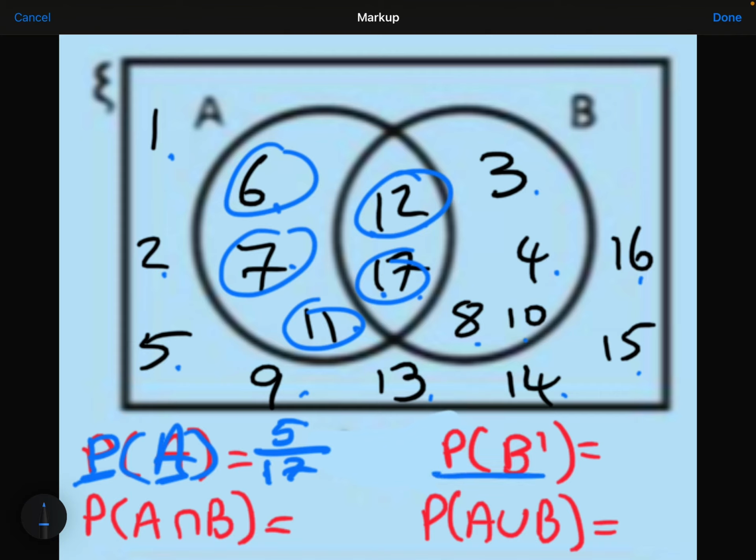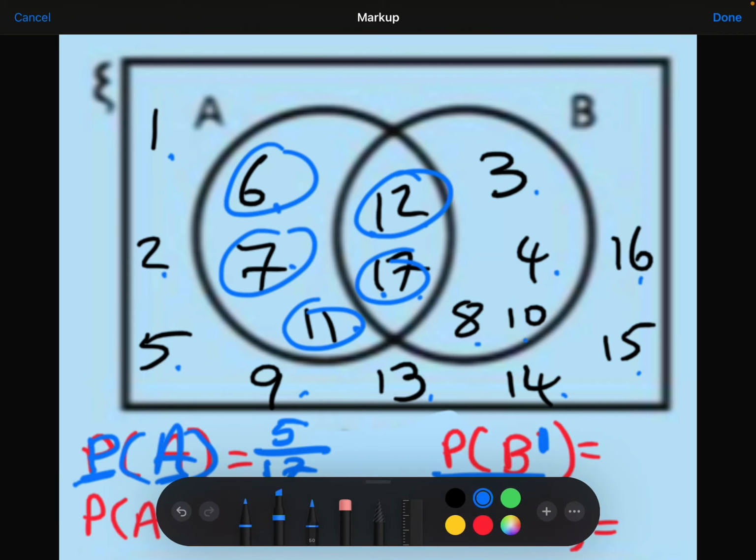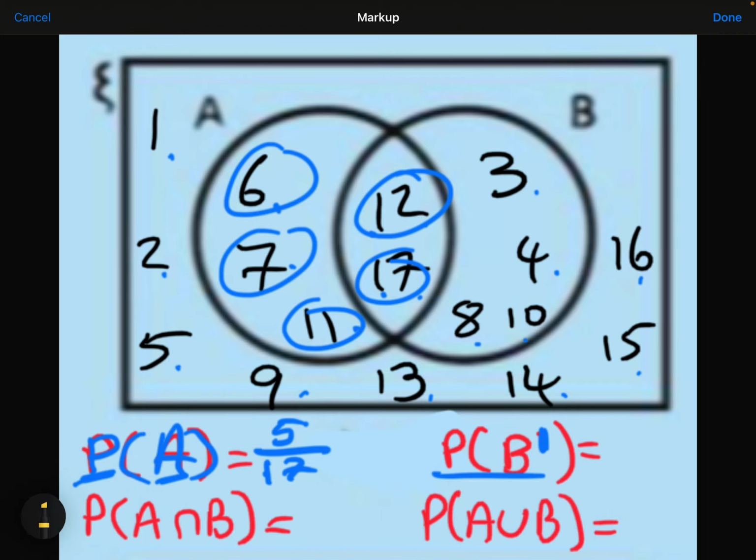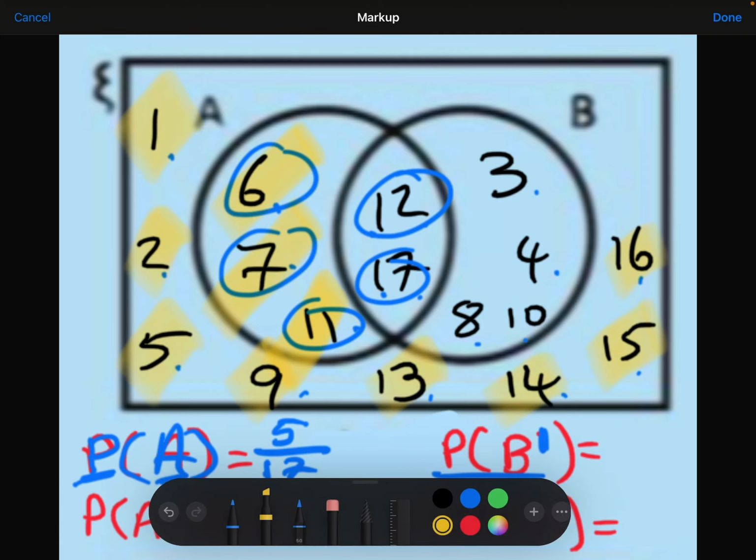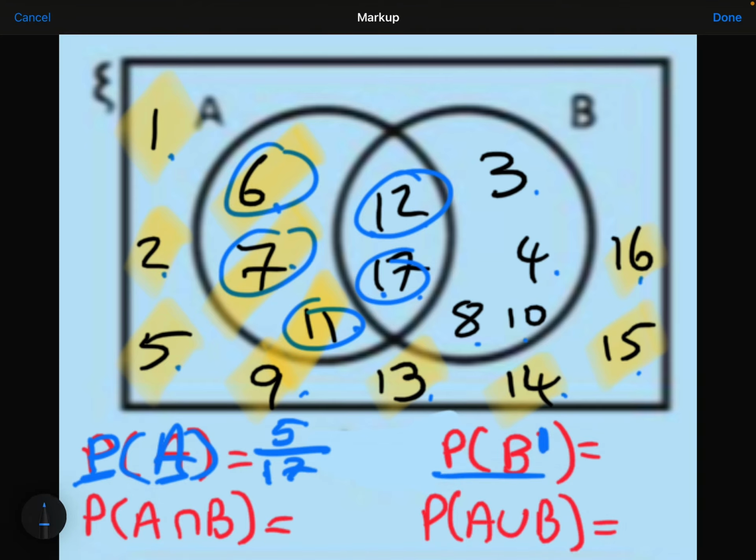This means what's the probability that it is not in B? So how many numbers here are not in B? It's probably better for me to use a highlighter. So the ones that are not in B, so that's those 3, and then 4, 5, 6, 7, 8, 9, 10, 11. There are 11 numbers here that are not in B out of 17 in total.